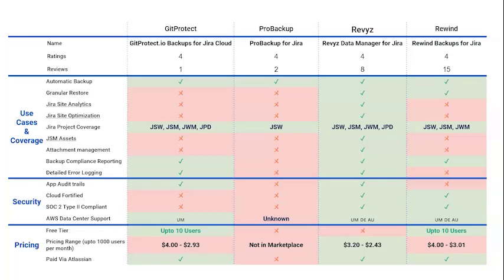Attachment management is not available in Git Protect, Pro Backup, and Rewind, but it's there in Revise. Backup compliance reporting is available in Git Protect and Revise, but it's not there in Pro Backup and Rewind. Detailed error logging is available in Git Protect and Revise, but not there in Pro Backup and Rewind.